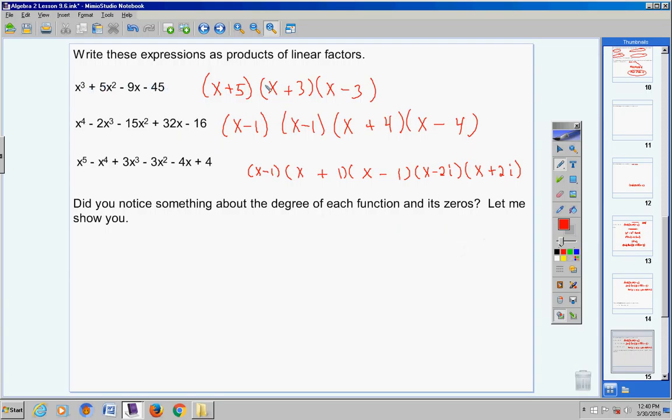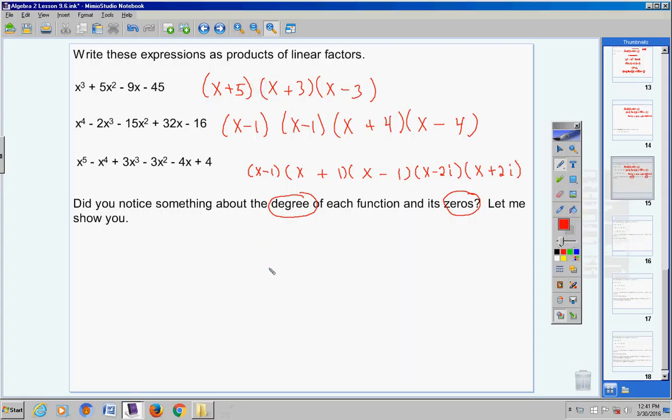I broke this down into linear factors. I broke this down into linear factors. I broke this down into linear factors. Did you notice something about the degree of each function and its zeros? Let me show you if you didn't. The degree is 3. And the zeros for this, if I were to find all the zeros for this, I would get negative 5, negative 3, positive 3.